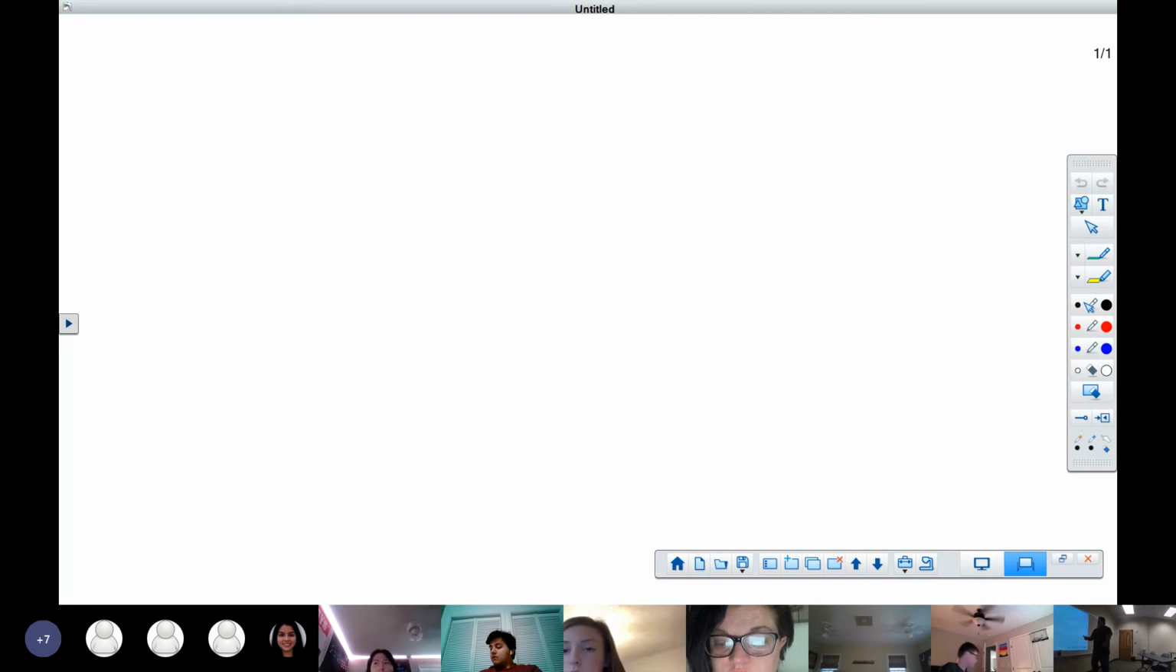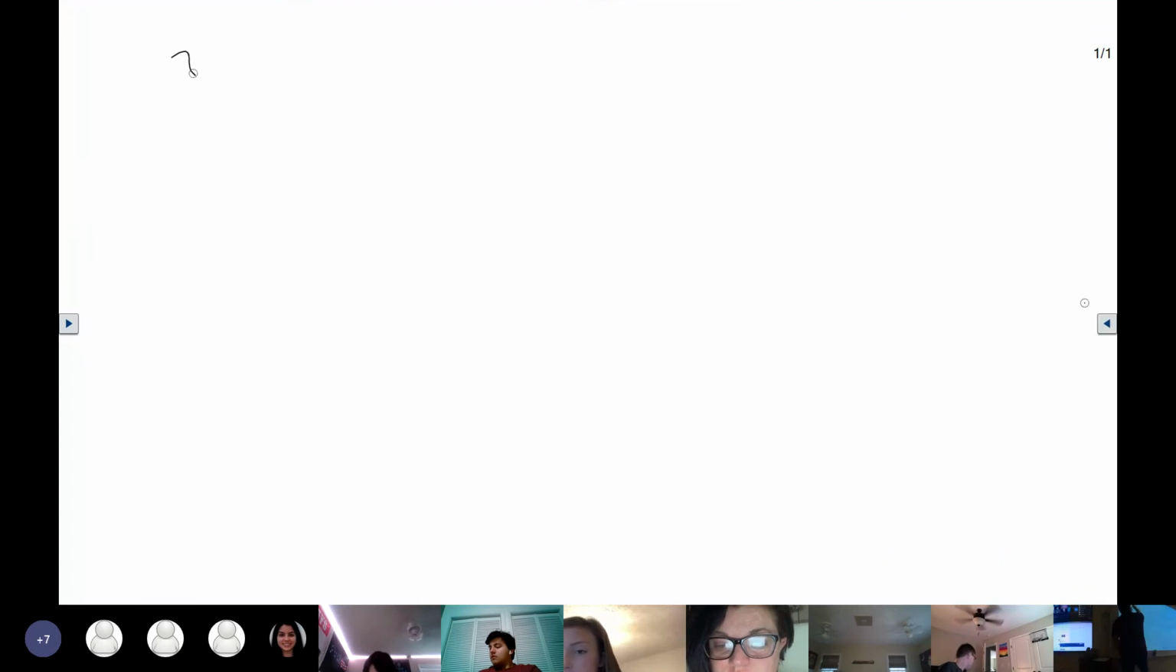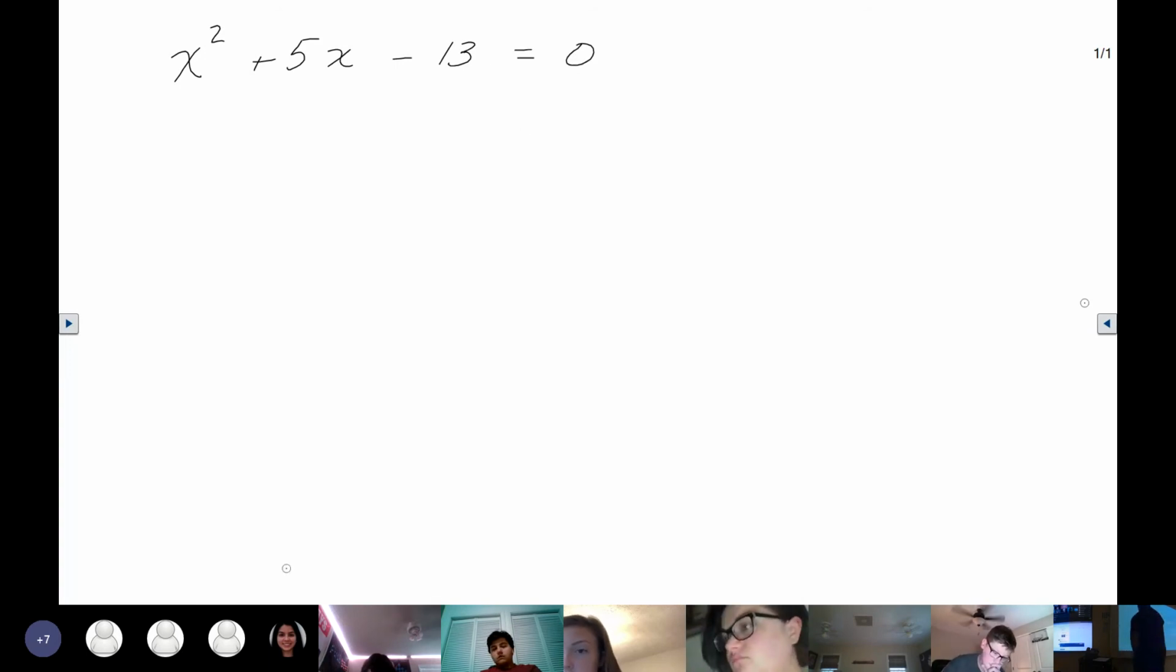And let's go with x squared plus 5x minus 13 is equal to 0. Now, the reason I chose 13 is there's no multiple of 13 that will give you 5, because the only multiples of 13 are 1 and 13. So it's not factorable. So use completing the square.